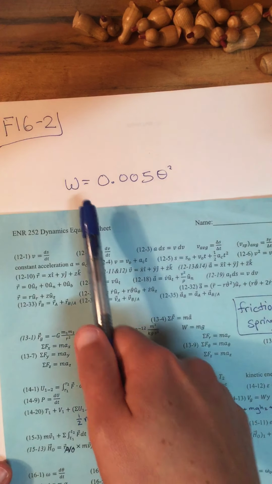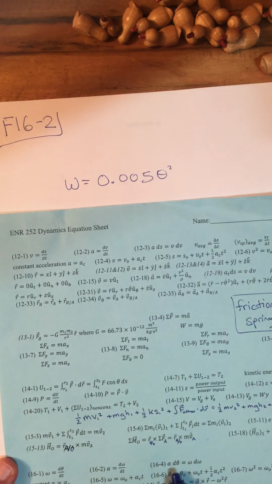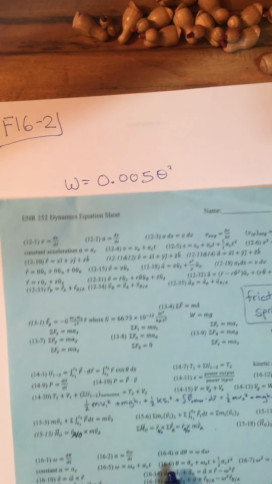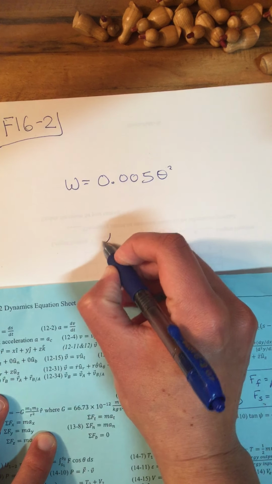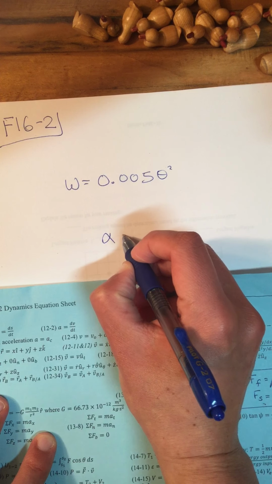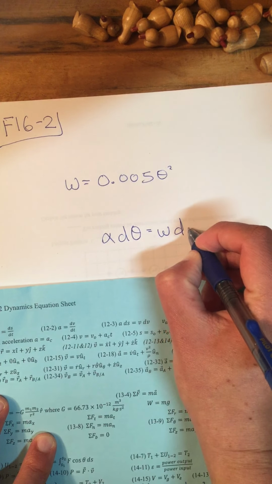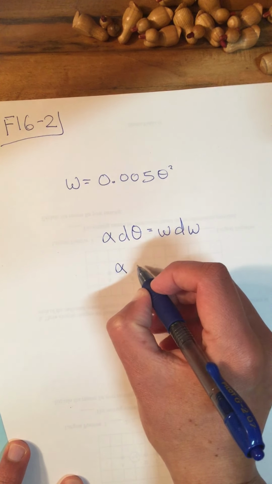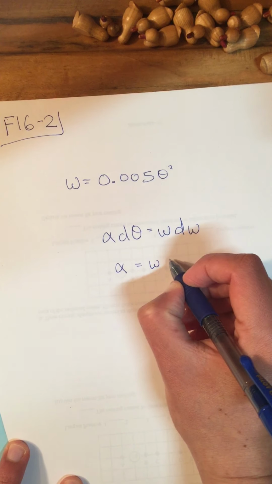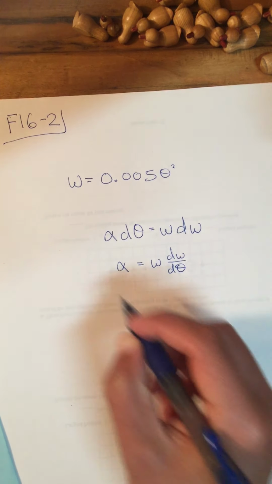Since what we're given here is the angular velocity as a function of the angular position, we want to use equation 16.4, although you could use 16.1 and 16.2 instead if you wanted to. It's going to be easier to use equation 16.4. I can rewrite this as the angular acceleration is equal to the angular velocity times the derivative of the angular velocity with respect to theta.